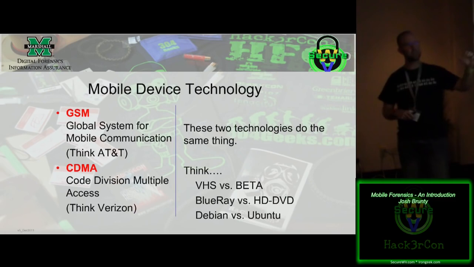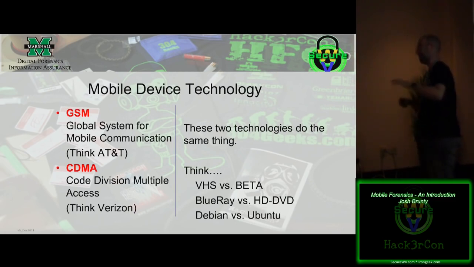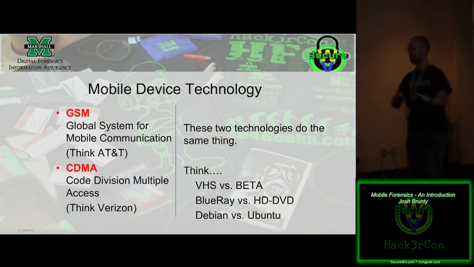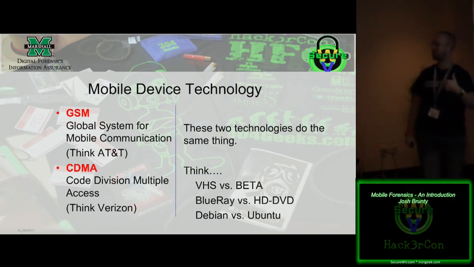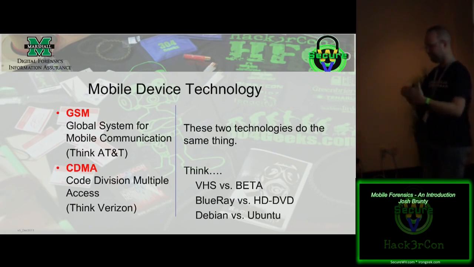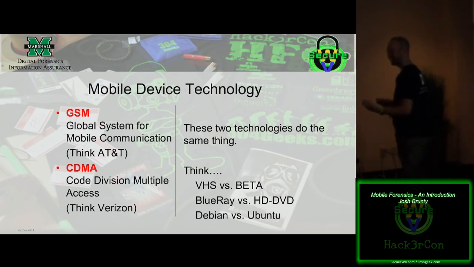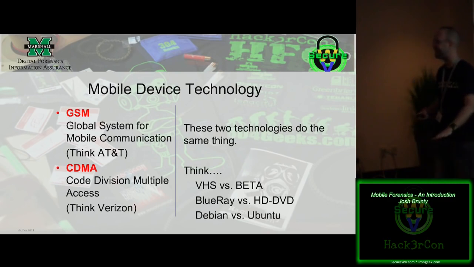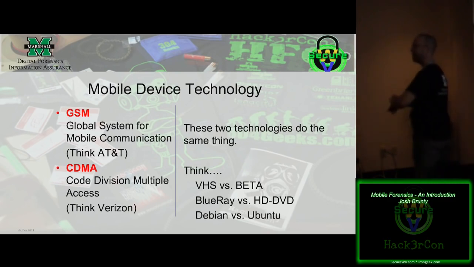The major difference between these, at a very high level, is that GSM relies on a SIM card and CDMA does not. CDMA is an older technology, and they both do the same thing. Think in terms of VHS versus Beta, for those of you who were around in the 80s. You guys ever have a Beta player? I still have an old Beta player at the house. You have to load the tape on top, and then VHS came out, and then Beta went defunct.